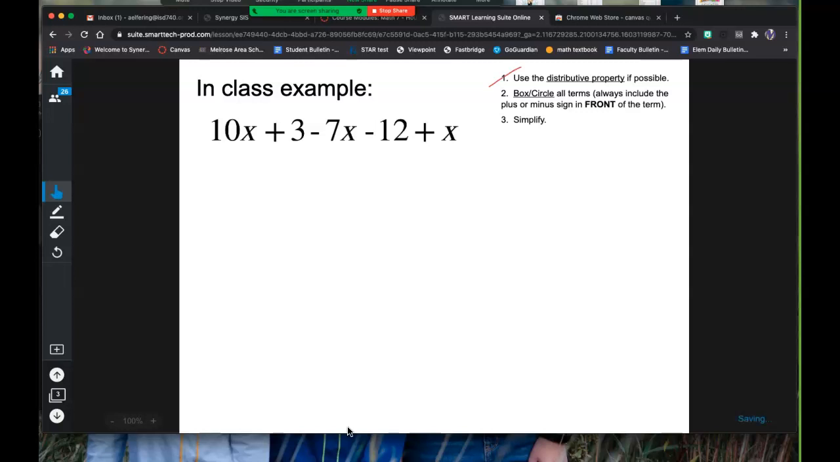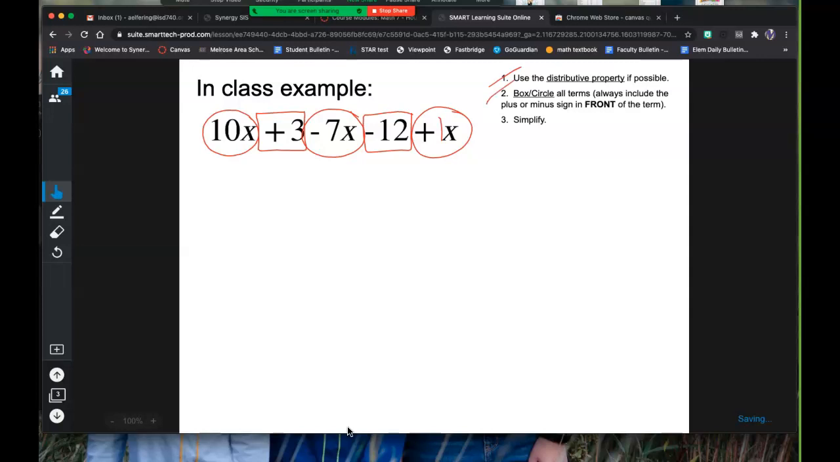Box or circle all the terms. Always include the plus or minus sign in front of it. So I'm going to circle the 10x. Would the plus 3 get a circle? No, because it doesn't have an x, so I'm going to put a box around that. And then box or circle for the minus 7x? Circle. It has an x, so it gets a circle just like the first one. But the minus sign has to go with it. Minus 12, box or circle? Box. And then plus x, box or circle? What number is in front of that x even though we don't see it, Terry? 1. Okay, so I'm going to put a 1 there.